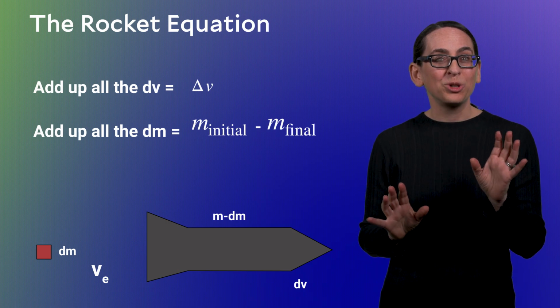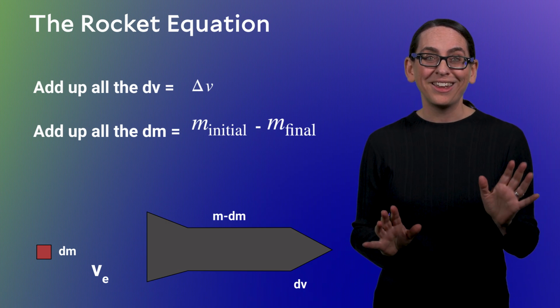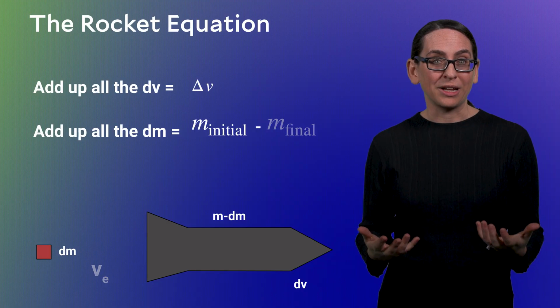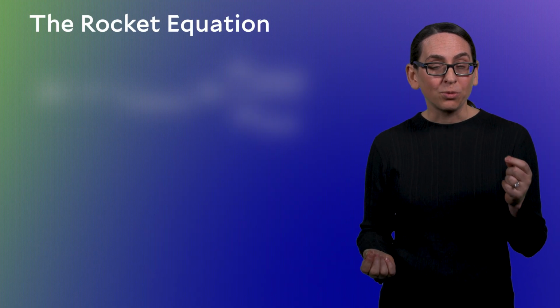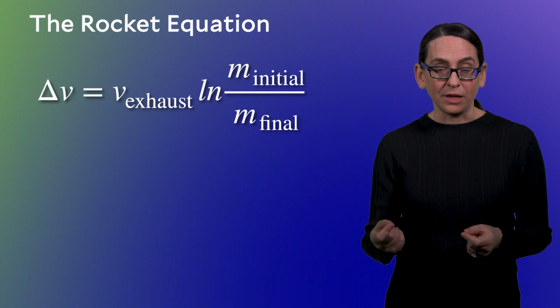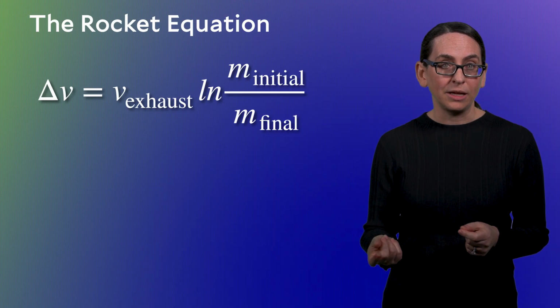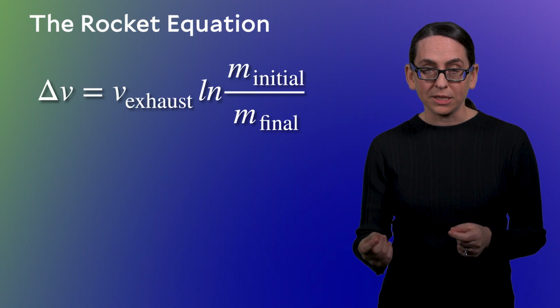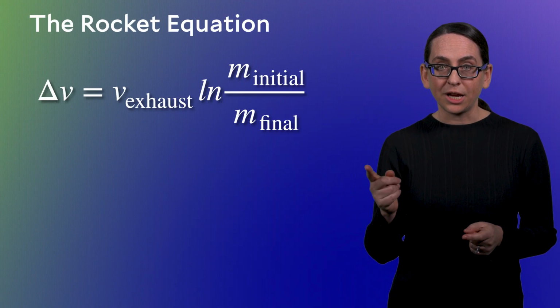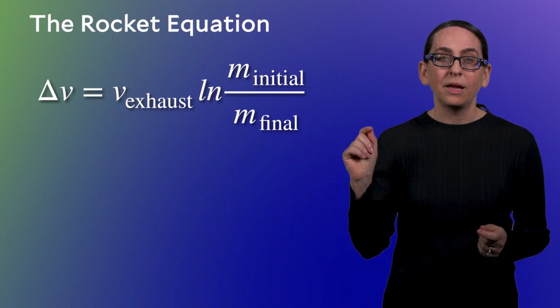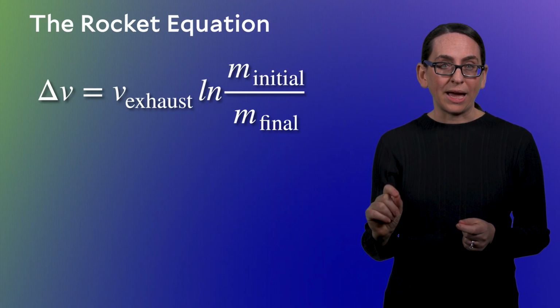With a little bit of math, which we won't do here but is really fun, we can come up with an equation, and this equation is beautiful. The rocket equation says that delta v, the change in velocity of my rocket, is equal to the exhaust velocity, VE, times the natural logarithm, we'll talk about that in a sec, of the initial to final mass.